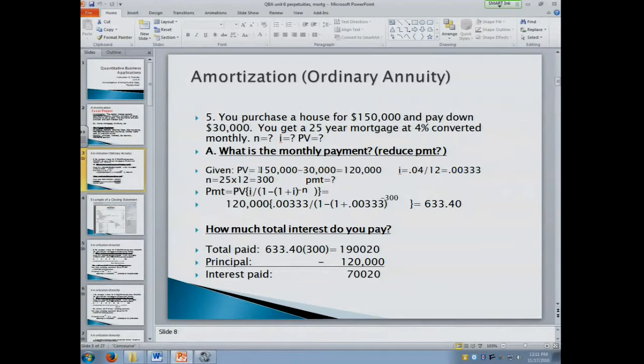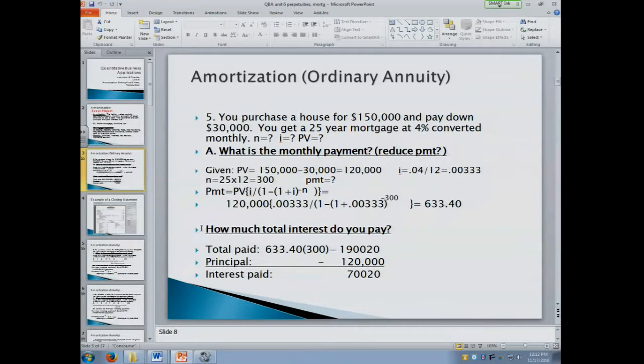Present value. You bought a house for $150,000, you put down $30,000, so your present value is $120,000. Your equity is $30,000. We want to calculate our payment given our present value. If you want to pause and double check the formula you'll choose, you can do that. But otherwise, substitute in our present value, I, and N as our negative exponent, and our monthly payment of principal and interest will be $633.40.